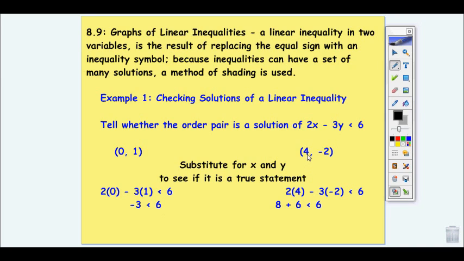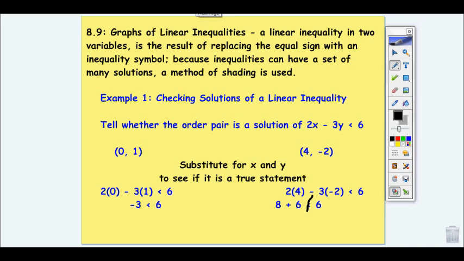The next one, we are going to use 4 and negative 2 with this same inequality and see if that's true. So 2 times 4, minus 3 times the negative 2. Watch your integers here. Is it less than 6? 2 times 4 is 8. Negative 3 times negative 2 is positive 6. This is not a true statement.